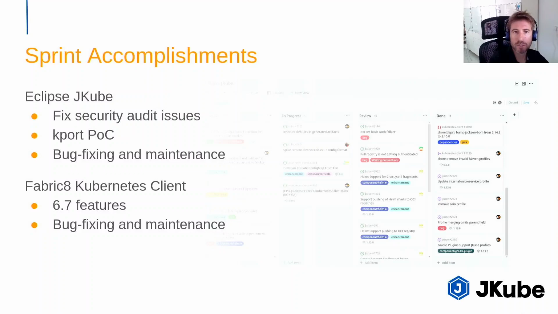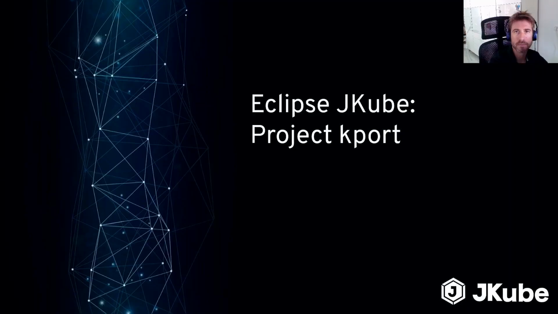Regarding JKube, this sprint we focused our efforts on fixing the two issues reported by the security audit we conducted the previous weeks. Sam has been busy working on the KPort PoC to create a VS Code extension and a kubectl plugin. For the Fabric8 Kubernetes client, we worked on merging the new features that will be released during next sprint in the 6.7 version. And as usual, for both projects, we spent some time dealing with bugs and general maintenance tasks.